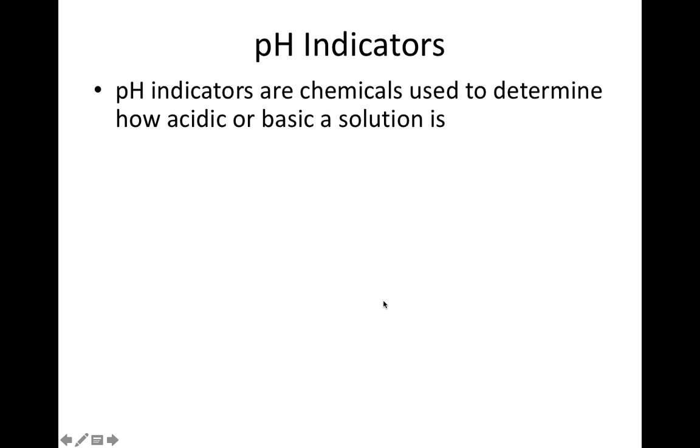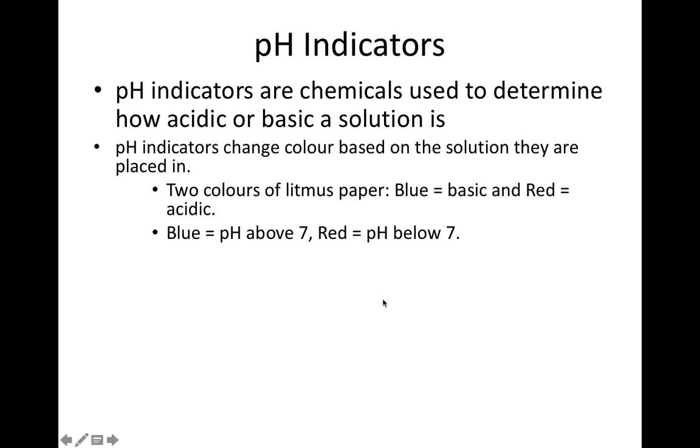pH indicators. pH indicators are chemicals used to determine how acidic or basic a solution is. pH indicators change color based on the solution they are placed in. There are two colors of litmus paper: blue represents basic and red represents acidic.